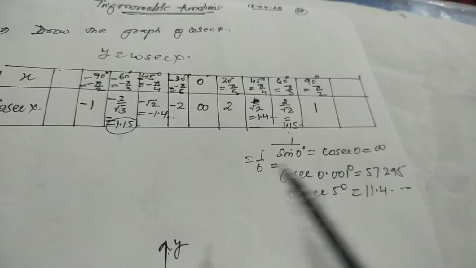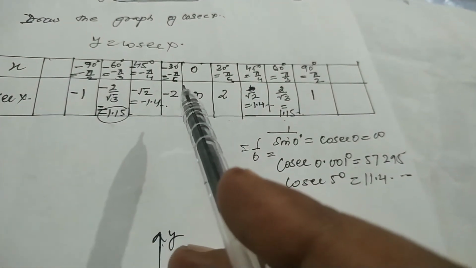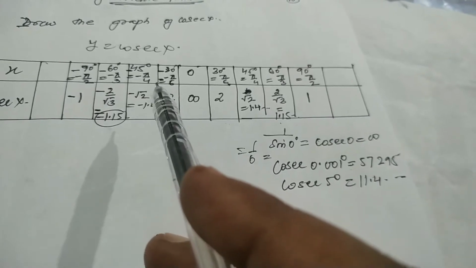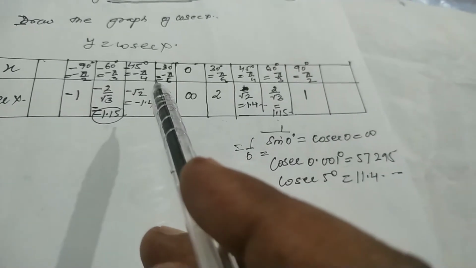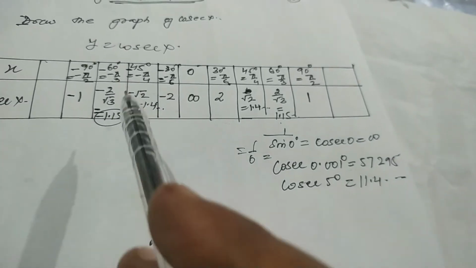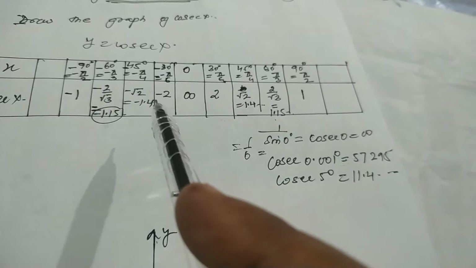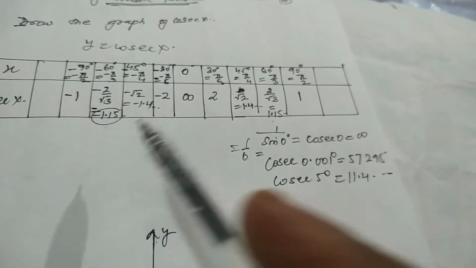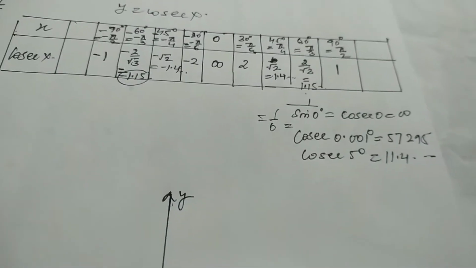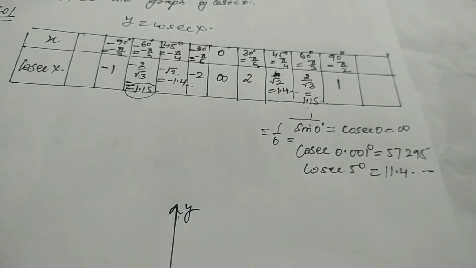And the same thing on the left-hand side. This cosec minus 30 degrees is minus 2, and minus 45 degrees, that is minus pi by 4, is minus 1.4 and so on, and the value is increasing on the left-hand side. See, the threshold point, that is the minimum point for us, is 1.